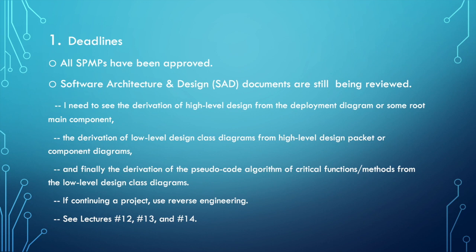So I'd like to be able to trace my finger starting from the deployment diagram all the way down to the pseudocode where all of the above components and class diagrams were derived from. There shouldn't be any gap. There should be a continuity of the trace of where things were derived from.